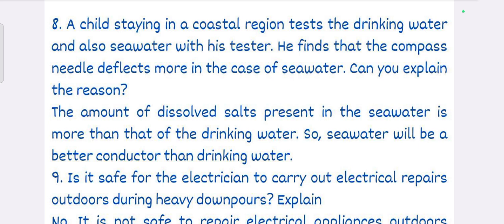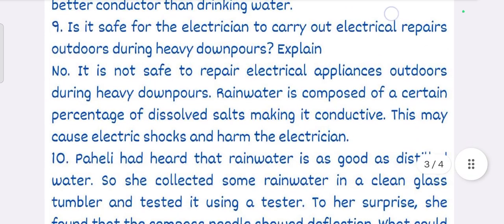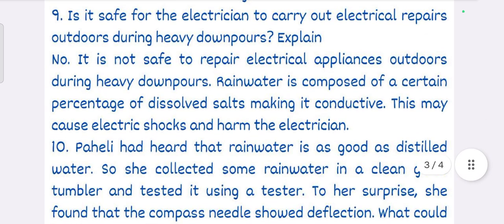Question number 9. Is it safe for the electrician to carry out electrical repairs outdoors during heavy downpours? Explain.